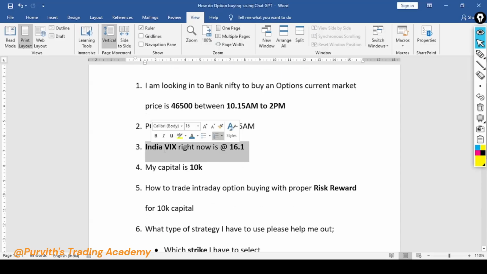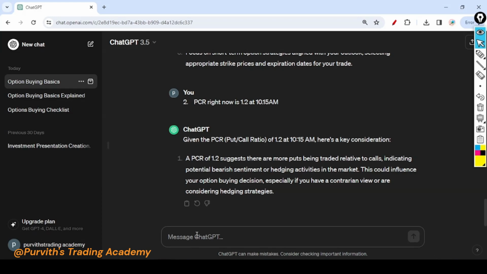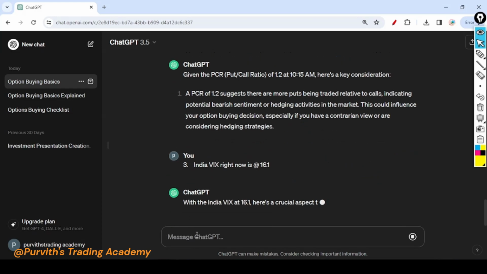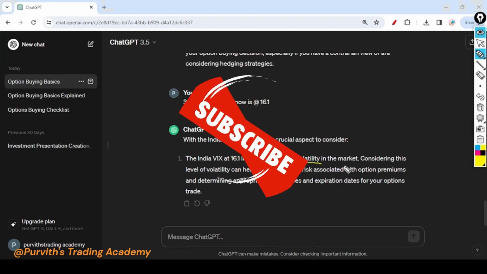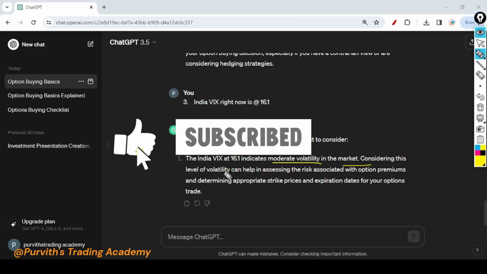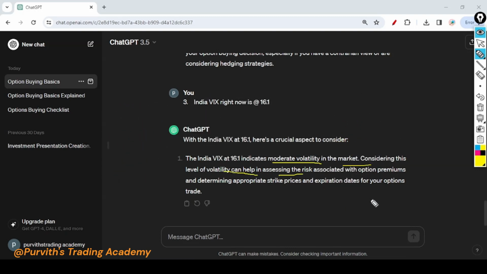India VIX is right now 16.1. Yeah, here you see India VIX at 16 indicates moderate volatility in the market. Considering the level of volatility can help to assess risk associated with the option premiums. Means this is an appropriate strike price. Based on that, we can determine the strike price and expiration date for your option trade.